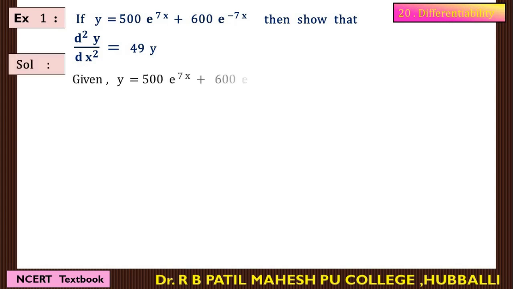First you take the given function y is equal to 500 e raised to 7x plus 600 e raised to minus 7x. Denote this as equation 1. This function is a simple function, a composite of exponential functions, so easily we can differentiate. Therefore, differentiate with respect to x.